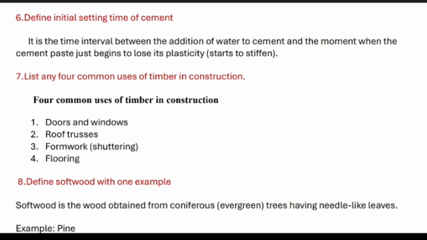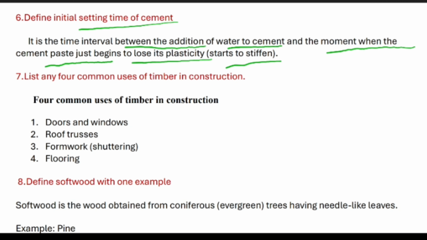And next: define the initial setting time of cement. It is the time interval between the addition of water to the cement and the moment when the cement paste just begins to lose its plasticity. That is called the initial setting time. We use the Vicat apparatus to determine the initial setting time of cement.